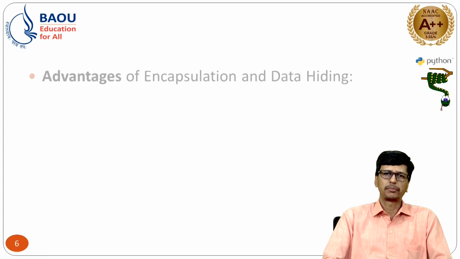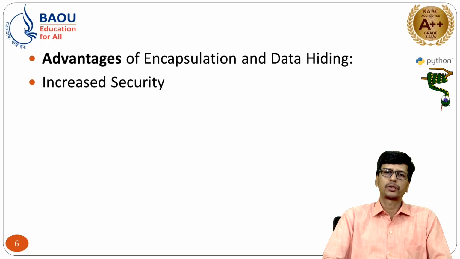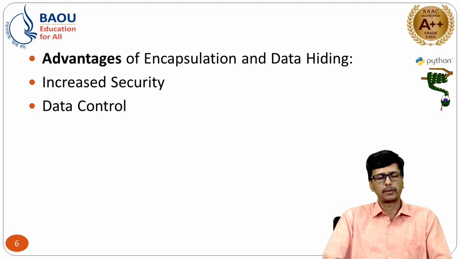We will see these three concepts one by one, but before that we will discuss the advantages of encapsulation and data hiding. The first advantage is increased security. As we have already discussed, not all users can access the data attributes as well as the methods or functions. In the same way, if you want to limit the scope of particular data, if you want to hide the data, you have access modifiers: public, private and protected. With the help of these access modifiers, you can increase the security of your code, your program, your application.